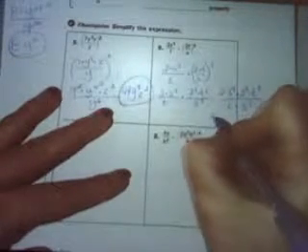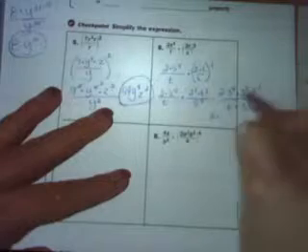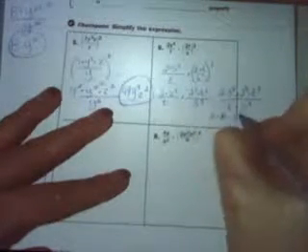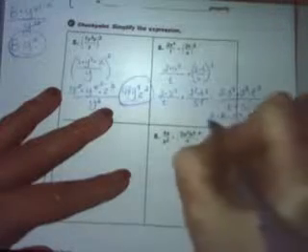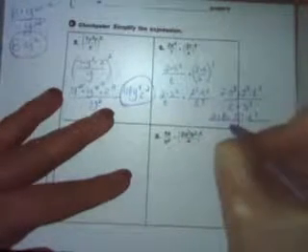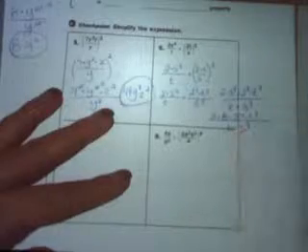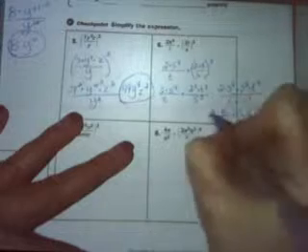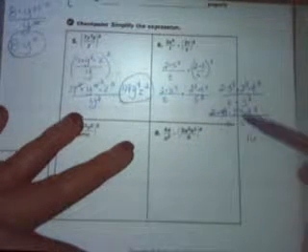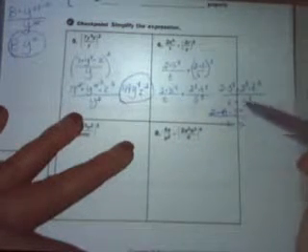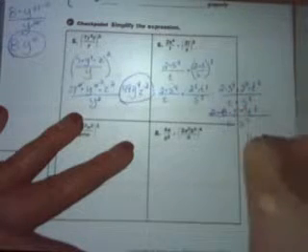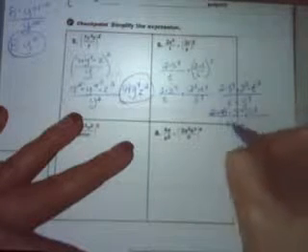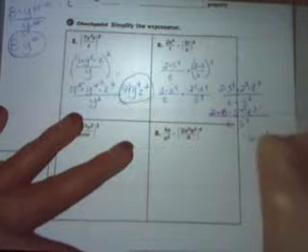I'm going to have 2 times, what is 2 cubed? 8 times s to the 4th times t cubed divided by t times s cubed. 2 times 8 gives me 16. Dividing like bases, so you're going to subtract exponents, so that's going to leave me with s. And here we're dividing like bases, so subtract exponents, that's going to leave me with t squared.